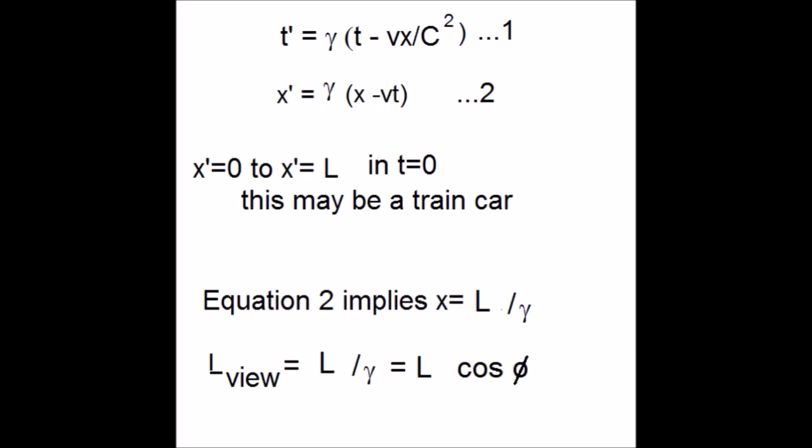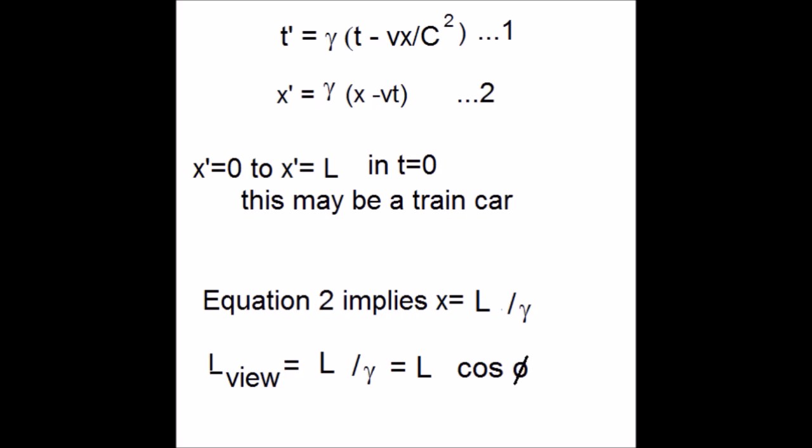This contraction does not affect the physics of the object in any way. In its reference system, it retains the same length. The contraction is observed in the stationary system because the clocks of two systems that move relative to each other cannot be synchronized.